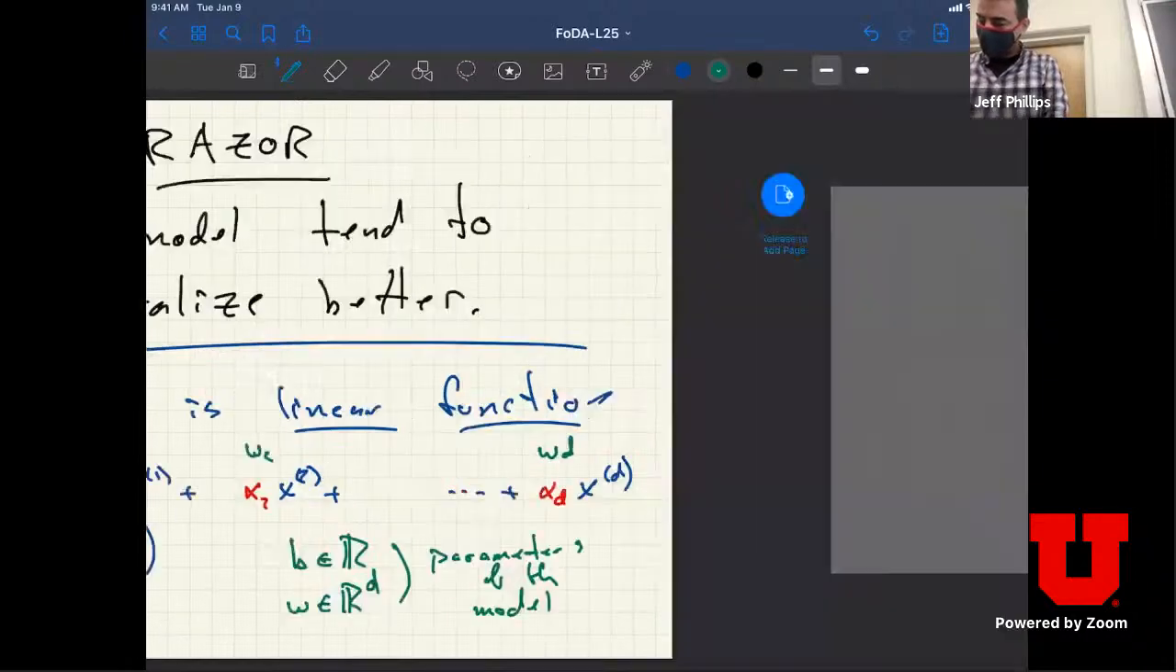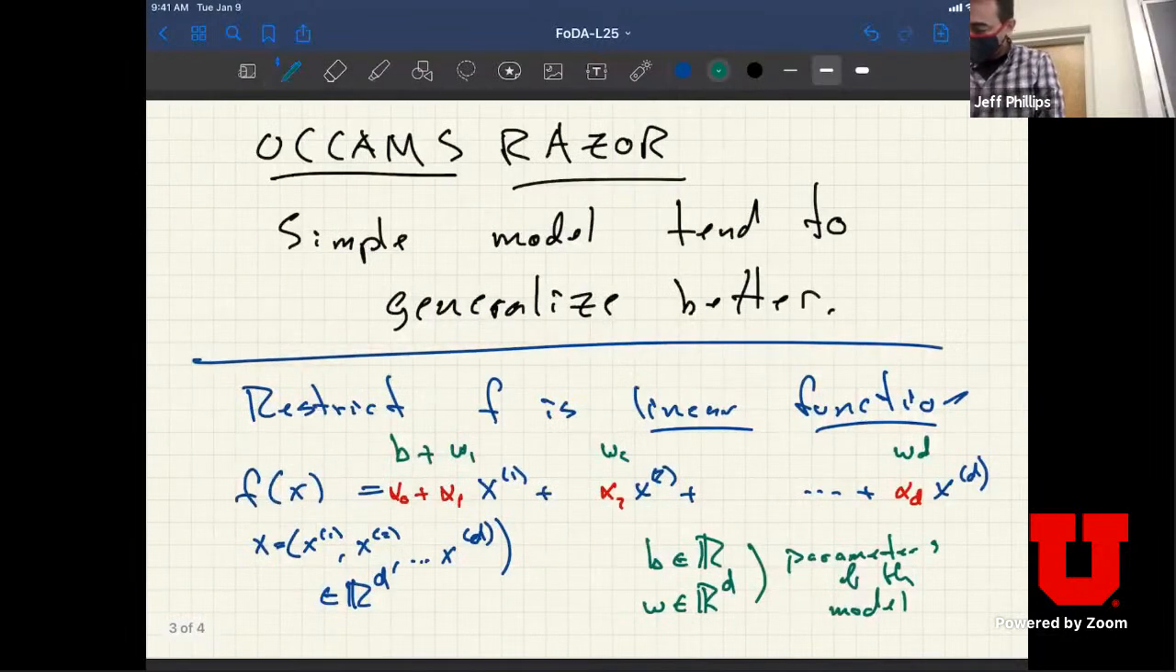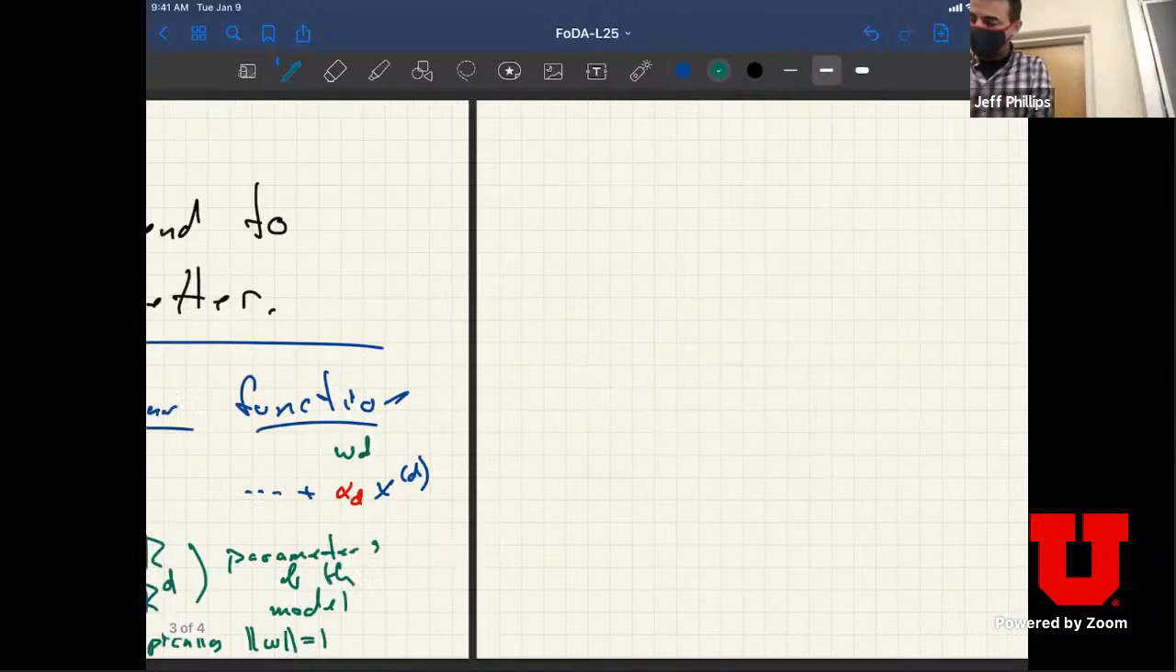Typically we're going to restrict the norm of W to be equal to 1. So that means it's just direction. It's not capturing the scale information. It's just capturing a normal direction, and B will capture this offset. We'll see what this means.